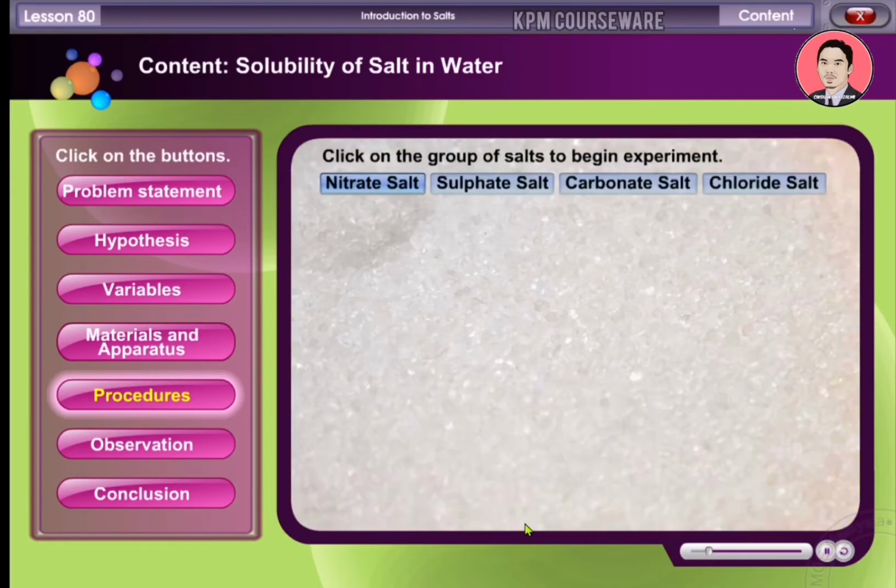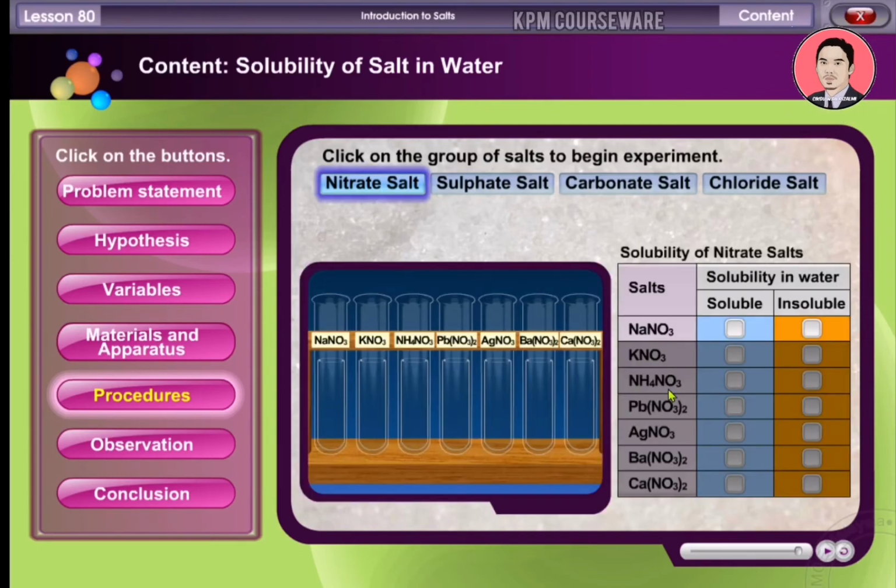Congratulations! Click on the first group of salts to begin the experiment. Record your observations by clicking on the appropriate colors: blue for soluble and orange for insoluble.